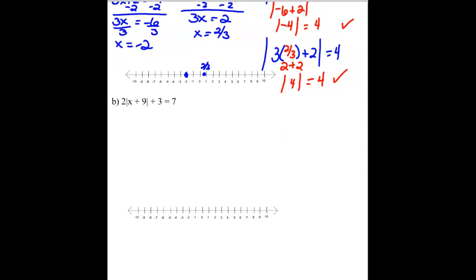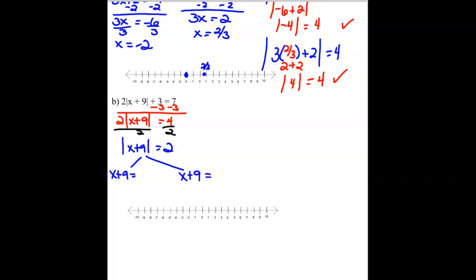This one has some guards, so hopefully you got rid of the guards before you tried to break out of jail. We're going to subtract the 3 off. And then we're going to divide out the 2. So we have the absolute value of x plus 9 equaling 2. So we're going to break out of jail into our 2 escape routes. So x plus 9 could equal a 2, or it could equal a negative 2.